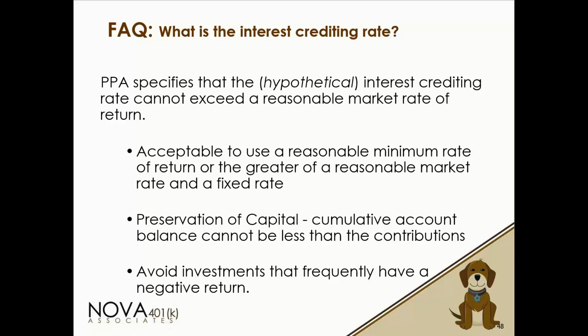What is the interest crediting rate? PPA specifies that the interest crediting rate cannot exceed a reasonable market rate of return. It's acceptable to use a reasonable minimum rate of return, or the greater of a reasonable market rate and a fixed rate. Preservation of capital: the cumulative account balance cannot be less than the contributions. That's just a law. Avoid estimates that frequently have a negative return.